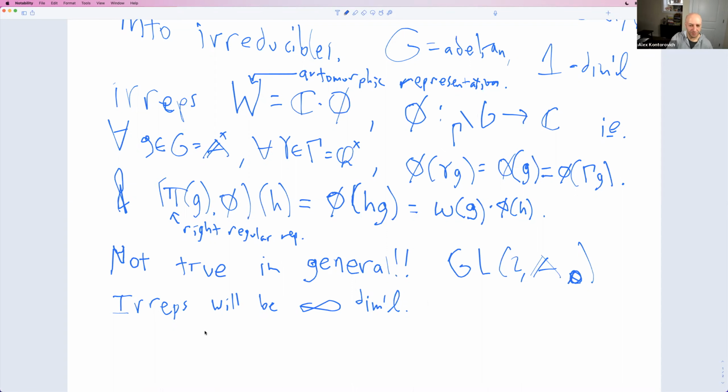Okay. Good. So this is just an aside. Okay, so what is this omega? This is actually something general: the center will always act by some character. We'll come back to that. So omega here is what's called a Hecke character.